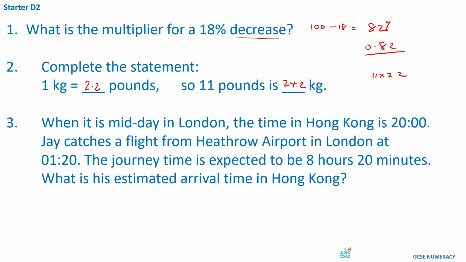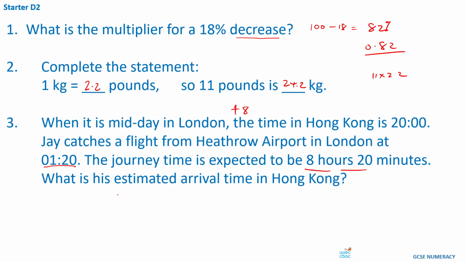And question 3, nice and straightforward today. When it's midday in London, time in Hong Kong is 2000 hours. So that's an 8-hour time difference. Jay catches a flight from Heathrow at 01:20 hours, and the journey takes 8 hours and 20 minutes. What's the estimated time of arrival?